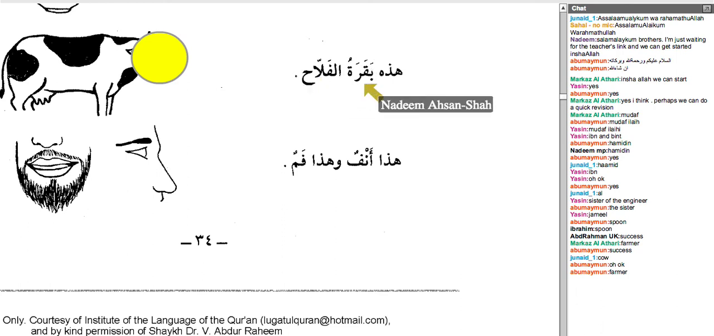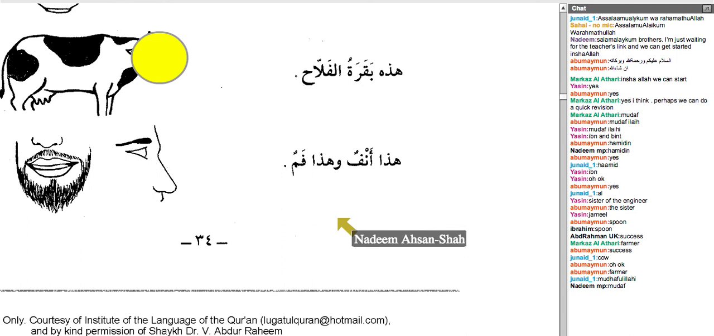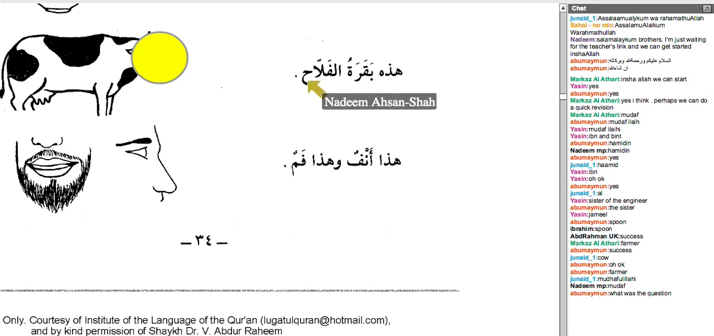Why is there no alif or lam, even though there's only one dhamma? Because it is mudaf. Because it is mudaf. So how do you say this last word? The ha. Do you say hun, han, hin, or hu, or ha, or he? What do you say?